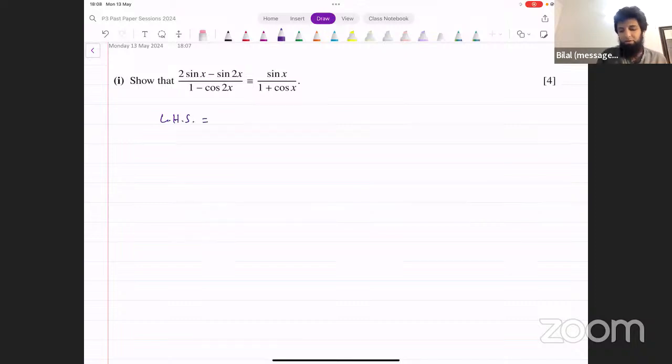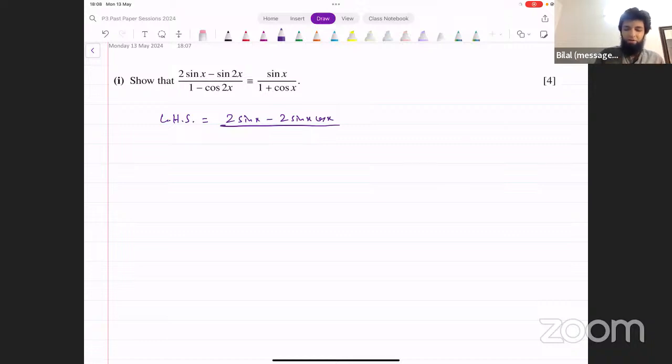Now, how do you think about it? In the numerator, we have 2 sine x. Sine 2x is going to become 2 sine x cos x, right? In the denominator, you have 1 minus cos 2x. Now, cos 2x has 3 different possible identities. Cos square x minus sine square x, 2 cos square x minus 1, 1 minus 2 sine square x. Okay, so now you need to decide which one of those identities you should be using here.